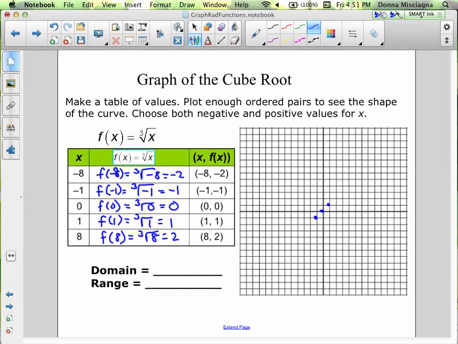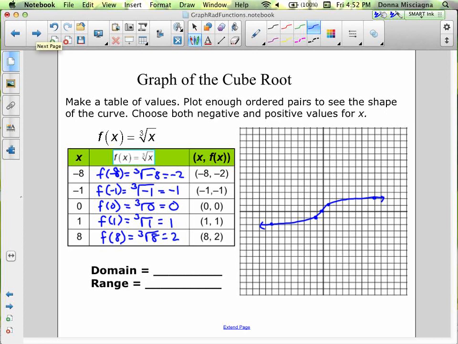Right? So now 2, 3, 4, 5, 6, 7, 8, 1, 2 goes right there. And 2, 3, 4, 5, 6, 7, 8, -2 goes right there. All right, now you can see it's not a line. And hopefully you see it's kind of this elongated S. So let's connect our points. It looks a little like the cube root if it was laying on its side, doesn't it? Right? And my function should be going down.